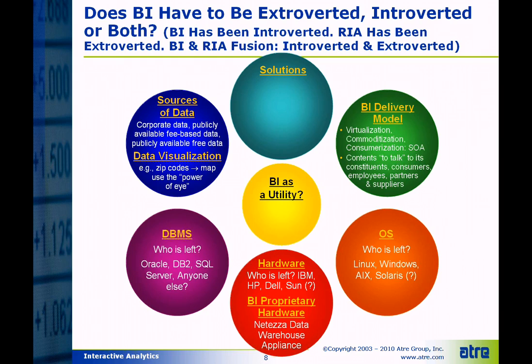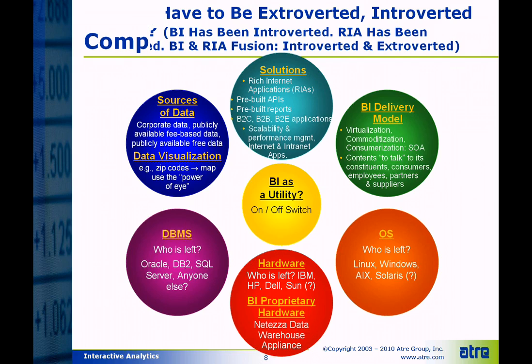Now with the BI delivery model, we are looking at visualization, commoditization. That means there are many choices, and that's what I was talking about before, that there should not be monopoly. We need to have many choices to select from, and that's the best part of this industry, that there is always going to be multiple choices. And consumerization, people have their own ways of looking at what they would like to look at. And the solutions will be rich internet applications or rich information applications, pre-built APIs, pre-built reports, business to consumer, business to business, business to employee applications. And of course, Mark will be speaking more about it, where the scalability becomes one of the main issues when you have so many people using it. So we would like really to have BI as a utility, as an on-off switch.